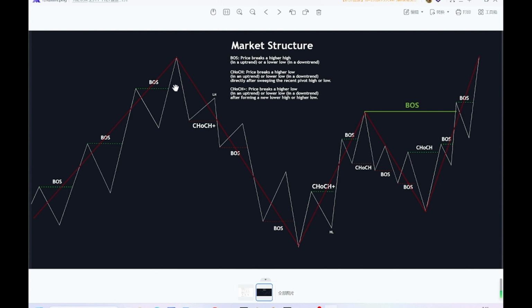The white line shows the secondary structure, which is the breakthrough of high and low points caused by small cycle price fluctuations. This is defined as internal structure in the indicator. The red line shows the main structure, which is the breakthrough of high and low points formed by large cycle price fluctuations. And they are defined as the swing structure in the indicator.